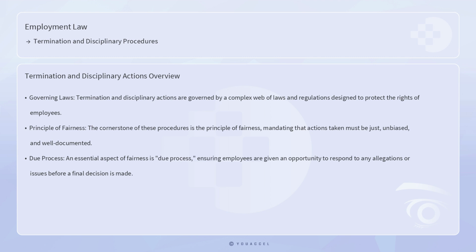Termination and disciplinary actions are governed by a complex web of laws and regulations designed to protect the rights of employees while allowing employers to maintain a productive and harmonious work environment. The cornerstone of these procedures is the principle of fairness, which mandates that all actions taken must be just, unbiased, and well documented. An essential aspect of this fairness is the concept of due process, ensuring that employees are given an opportunity to respond to any allegations or issues before a final decision is made.